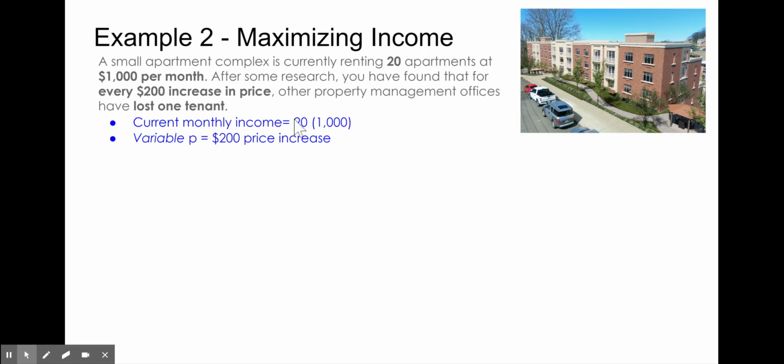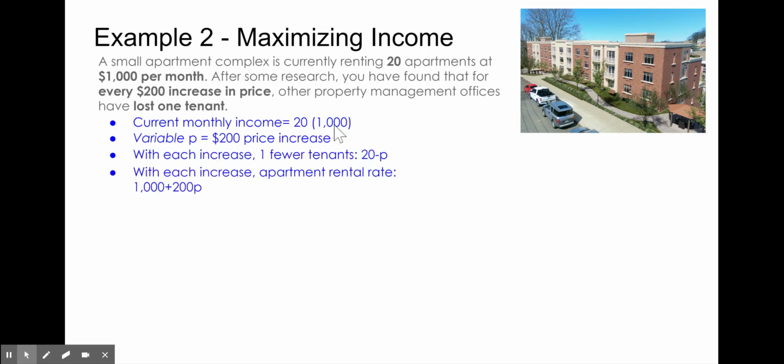Now let's look at how each part of our original equation will change with the price increases. With each increase, they will have one fewer tenant, so we can say 20 minus the number of increases. With each increase, the rental rate will increase by $200 for every price increase. We can now create the new model for our scenario, and that is 20 minus P times the quantity 1,000 plus 200P. You can see that this is a quadratic because we will be multiplying P times P to get P squared.